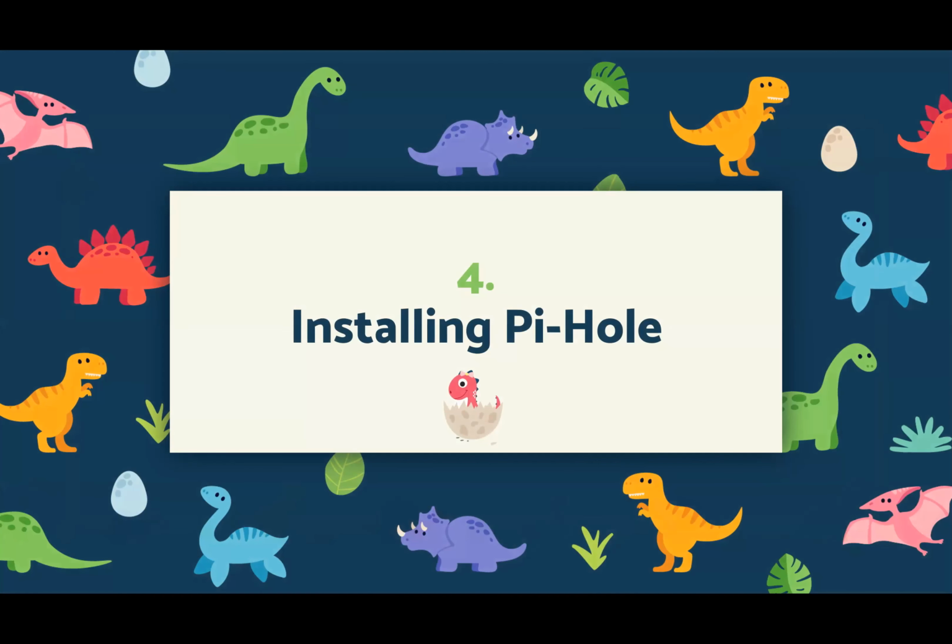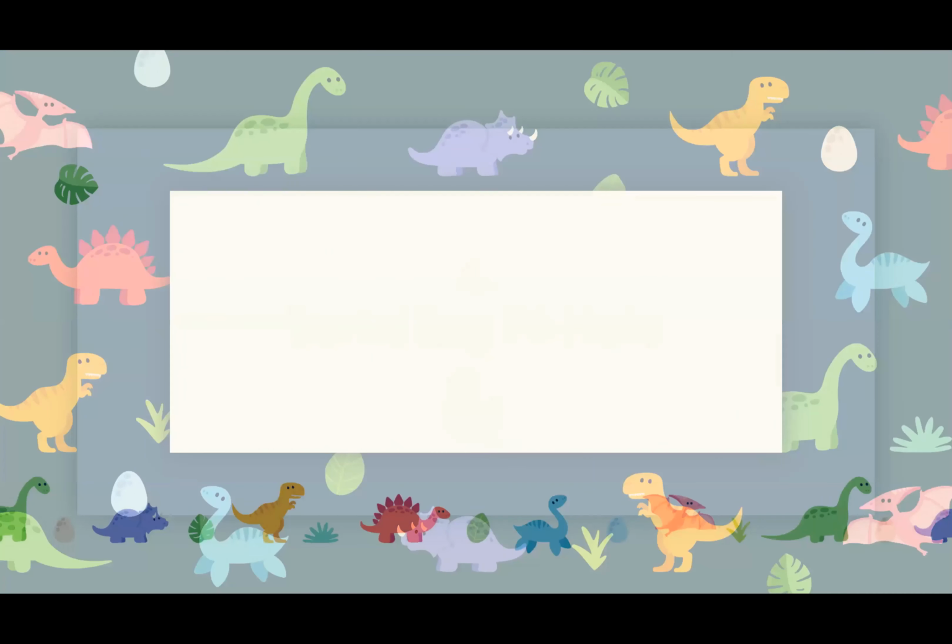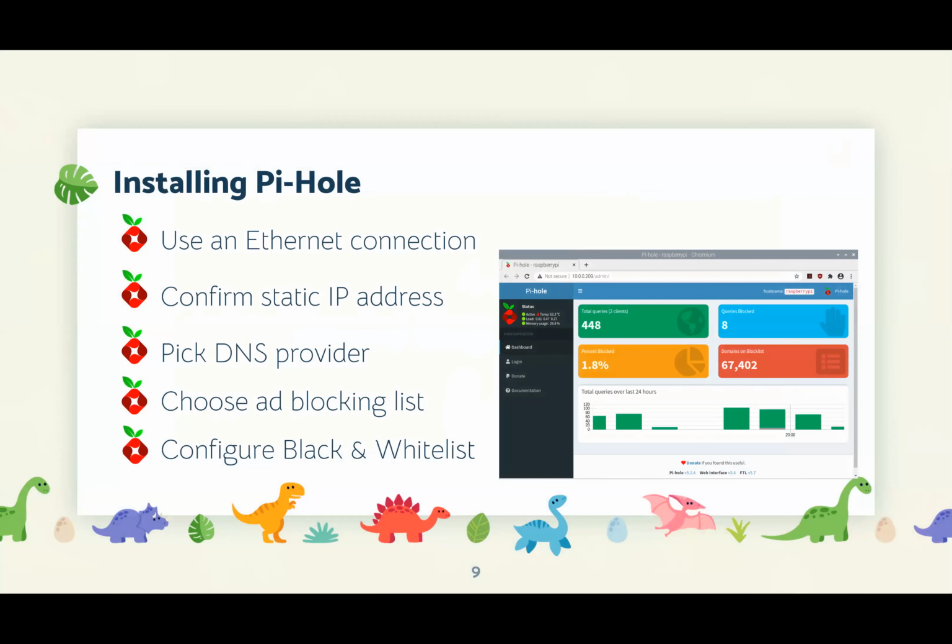And then next is installing the Pi-hole. It's best to use an Ethernet connection because you'll get more stability with it. You want to confirm that your IP address is still static. Then you're going to want to pick your DNS provider, and for the project, we chose DNS Watch. Then you'll want to choose your ad blocking list. What we did for our project is just choose the default option, which was called Steven Black. And then lastly, you want to configure your black and white list.